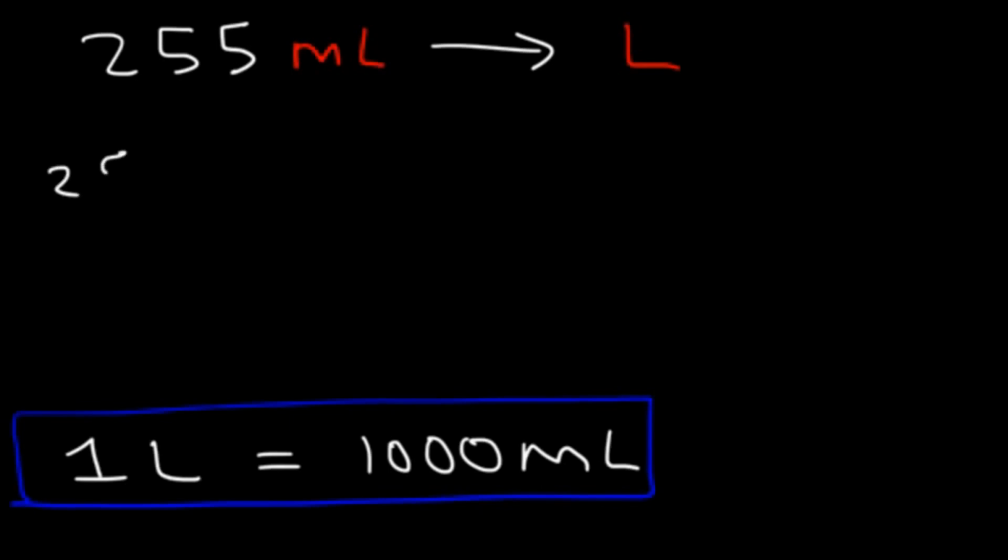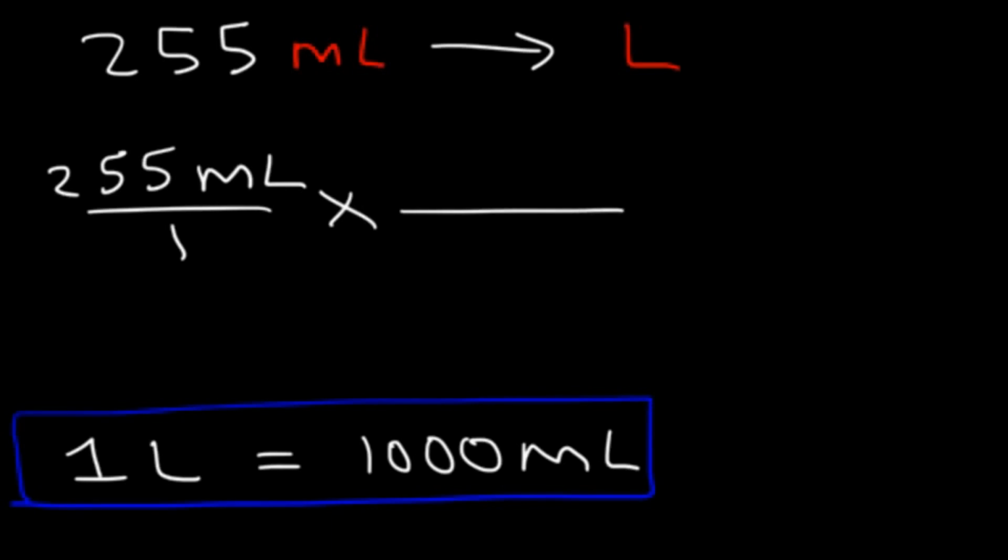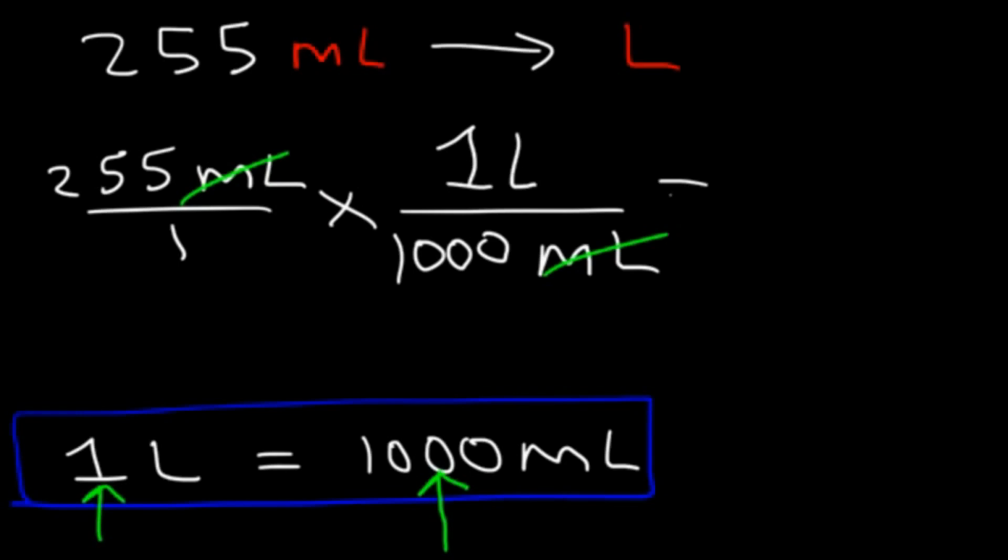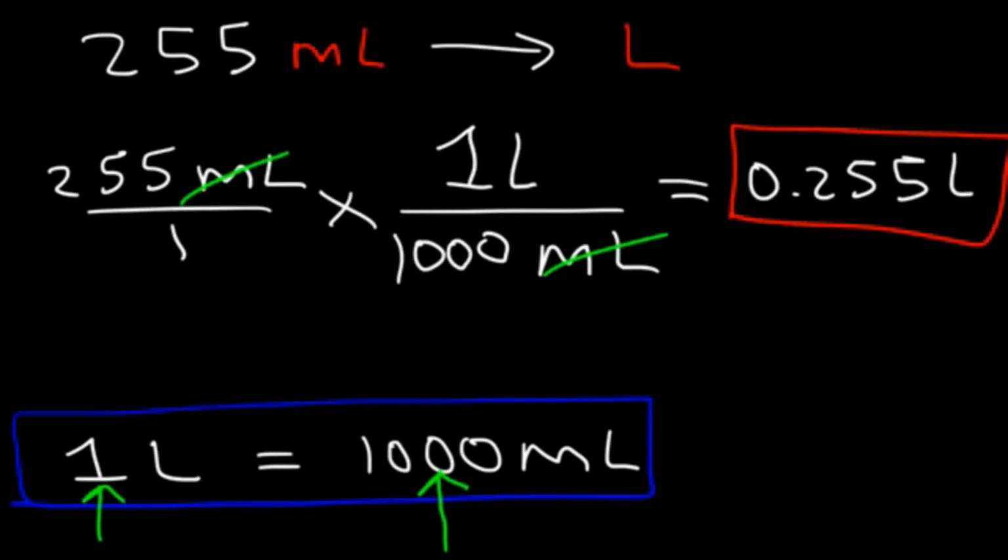So let's start with what we're given, and that is 255 milliliters over 1. Now let's convert it. Since we have the unit milliliters on top, we need to put the unit milliliters on the bottom so that they will cancel. Now the number that's associated with the milliliters is 1,000, so we have to put 1,000 on the bottom. And the number that's associated with liters is 1, so we're going to put 1 liter on top. So it's 255 divided by 1,000, which is 0.255 liters. So that's the answer. 255 milliliters is equal to 0.255 liters.